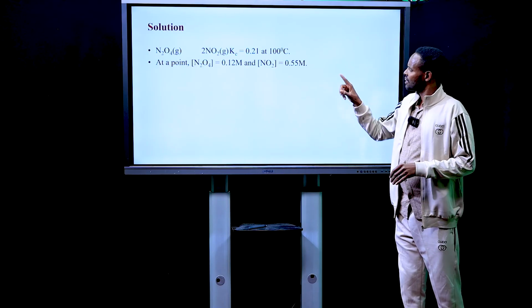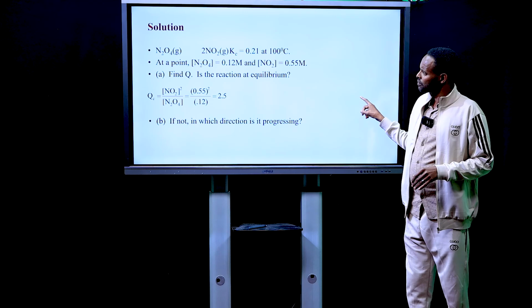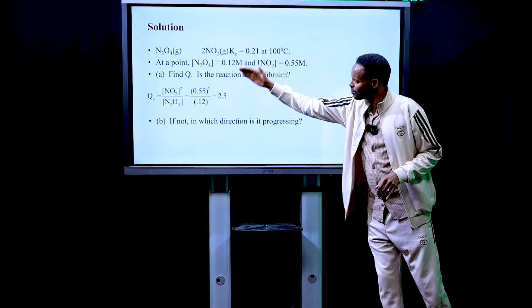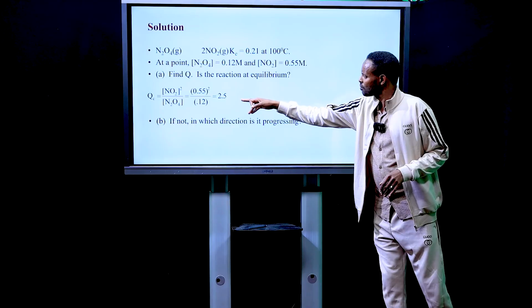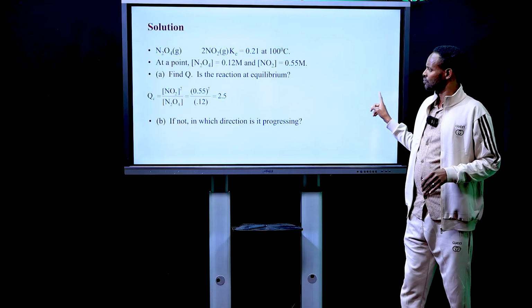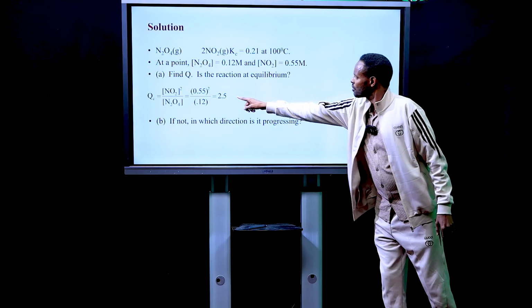Let's come to the solution here. What's given: the concentrations are given, the K is given, and the 100 degrees Celsius temperature is given. The Q here is the concentration of the products divided by the concentration of the reactant. Then substituting the values in the formula, we get Q is 2.5.